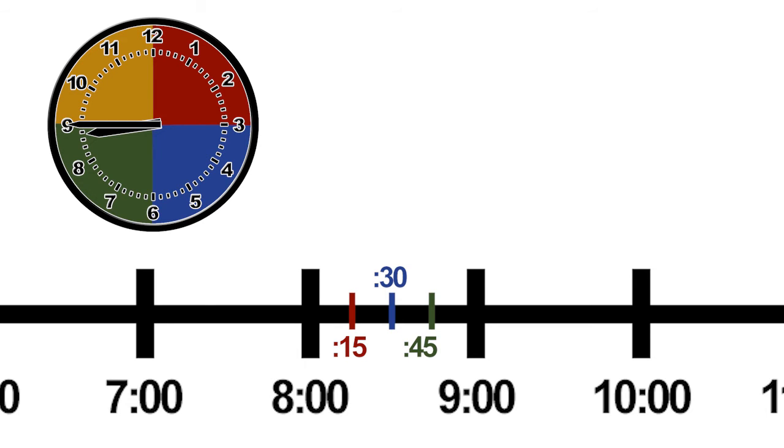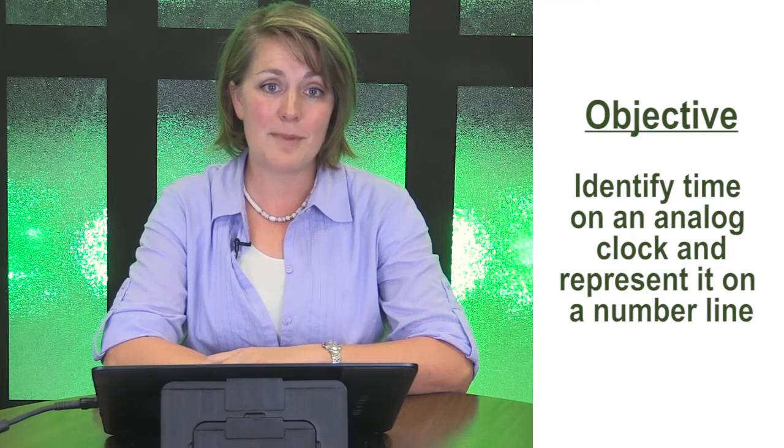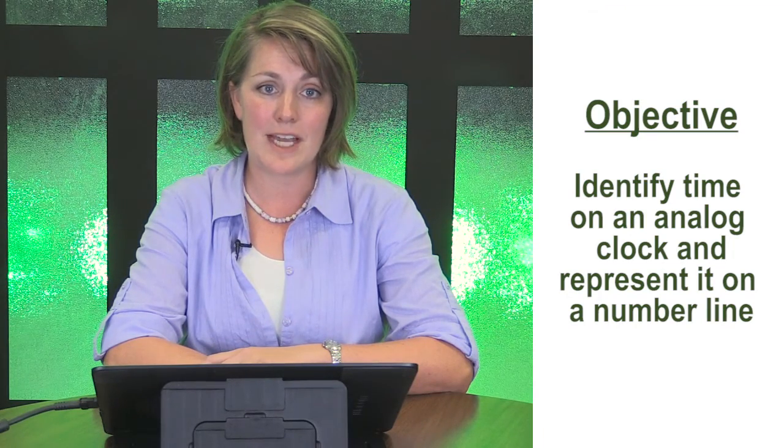Give your child a variety of problems to practice plotting times to the nearest quarter and half hour on the number line. Our goal today was to be able to identify time on the clock to the nearest hour, half hour, and quarter hour, and represent it on a number line. We did this by first locating the whole hours that the given time was located between, and then partitioning that area into halves or fourths as appropriate.